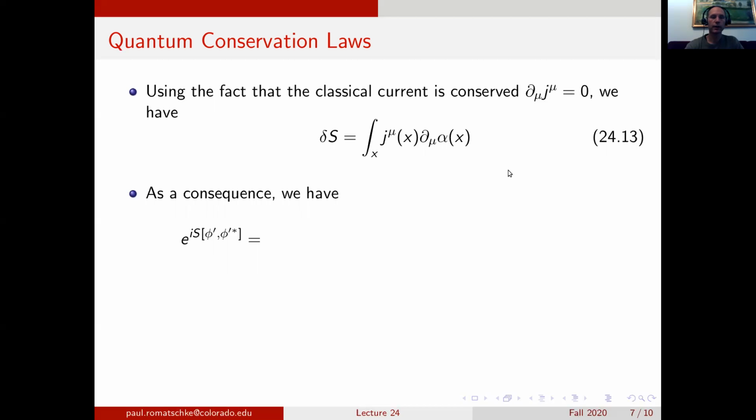As a consequence, we can write e to the iS of the primed fields, using small variations, to be equal to e to the iS of the unprimed fields, the original fields, plus a small correction term, delta S. And since delta S is small, we can expand the exponential, and we find that this is equal to e to the iS times 1 plus i integral over this expression here.